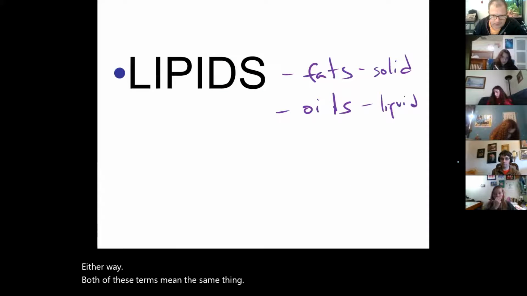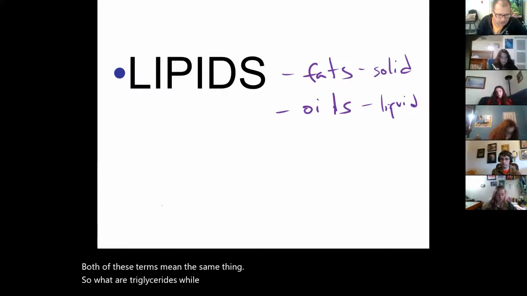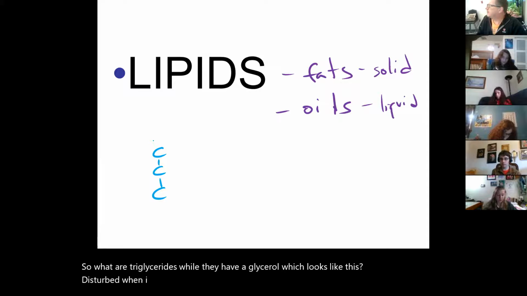So what are triglycerides? Well, they have a glycerol, which looks like this. Disturbs me when I hear loud noises in my classroom and I'm the only one in here.